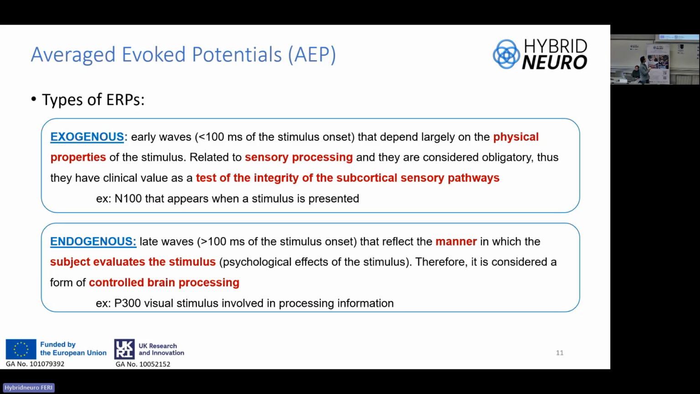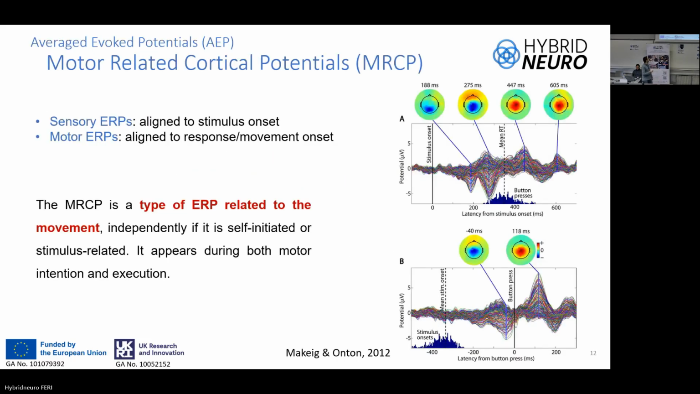But there is another kind of potential, the endogenous, and these are the late waves, and in this case, they evaluate the subject's response to the stimulus. So in this case, the subject is performing a task, for example, responding by pressing a button or something like that. So this is involved in processing information.